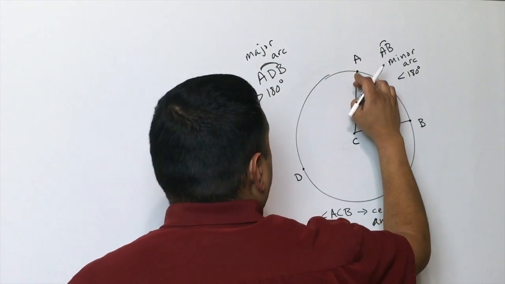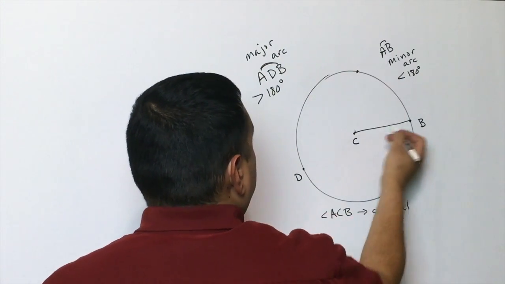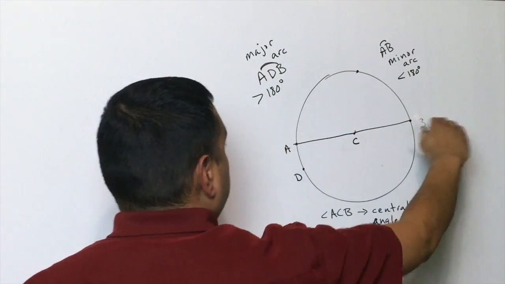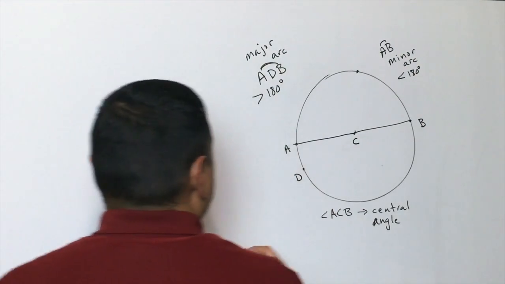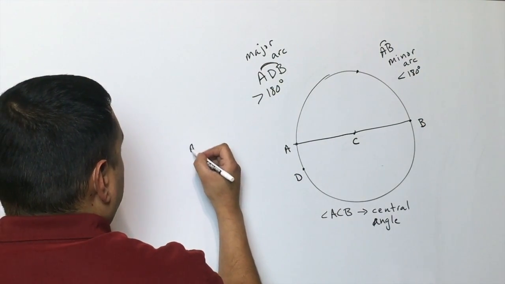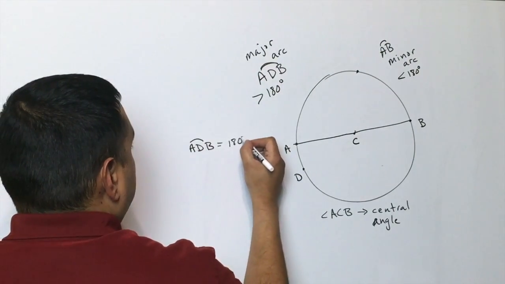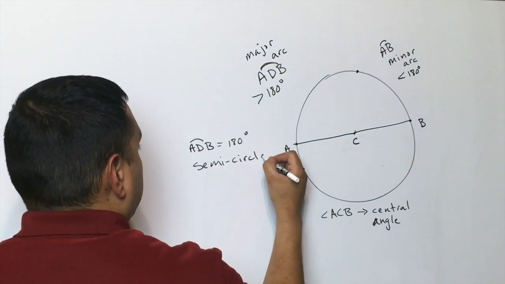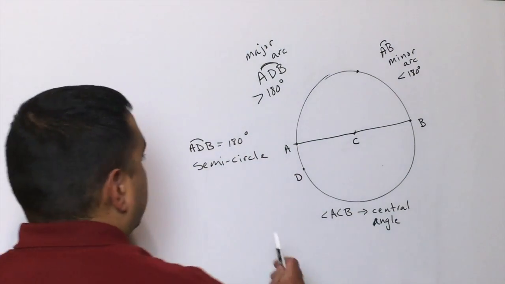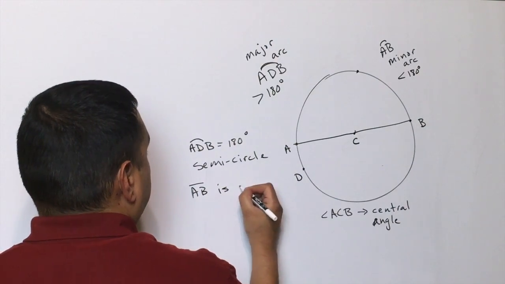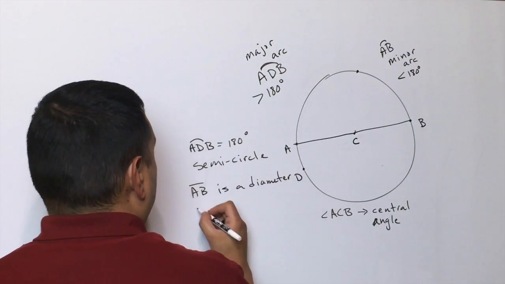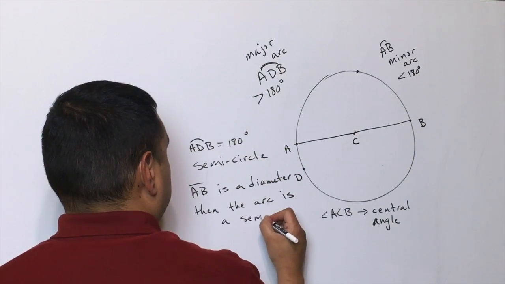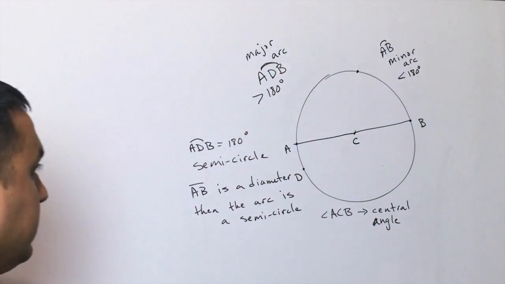Now, if I take this off right here, and let's say that I move this point A directly across the other side from B, so that this goes straight across and makes a straight line, then this is what's called a semicircle. We would say that the arc ADB is equal to 180 degrees. That means that this is a semicircle. Another way of looking at this is if segment AB is the diameter, then the arc is a semicircle.